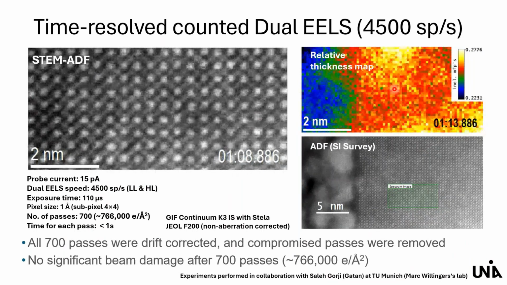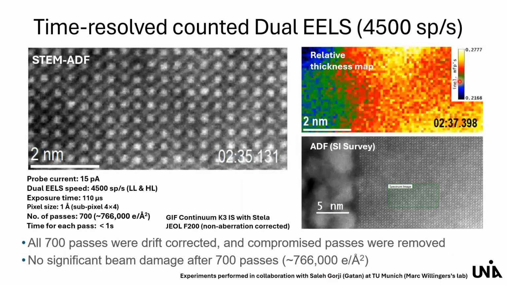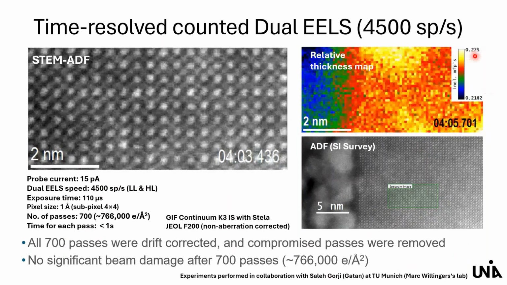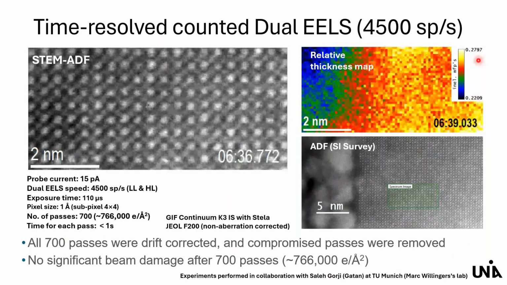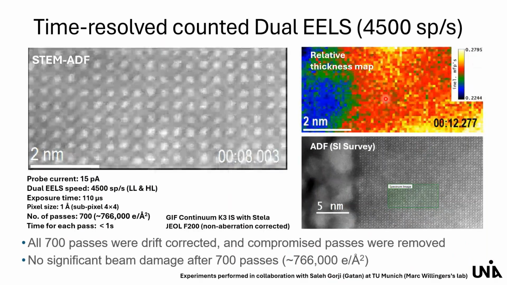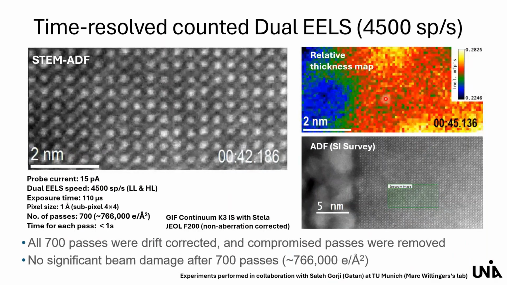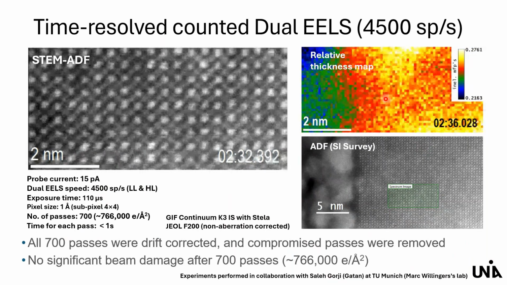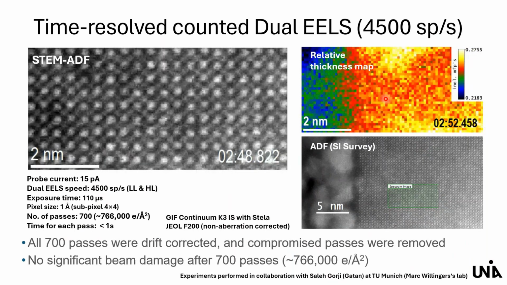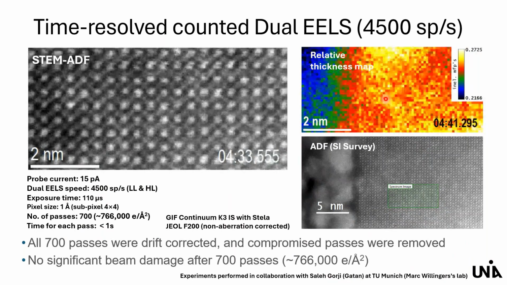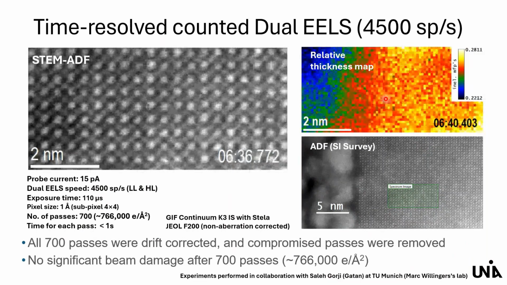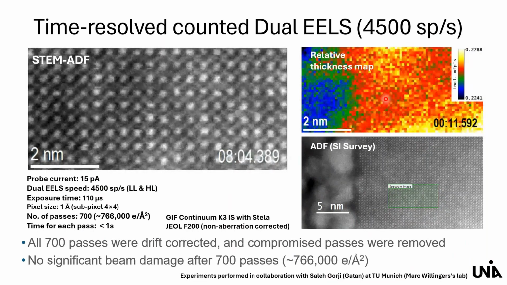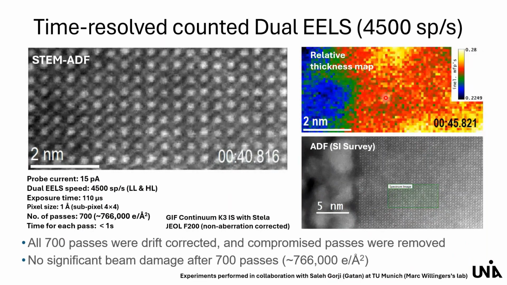So yeah, when you look more closely on the relative thickness map, you see the variations here are in the third decimal place of the relative thickness, and therefore you can actually say there is no significant damage. So that's a very strong contrast to the previous experiment, where you have this clear beam-induced damage even after 10 passes. Here we recorded 700 passes, and there is actually no significant damage.